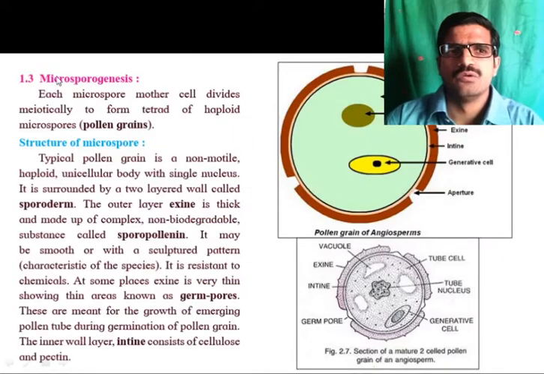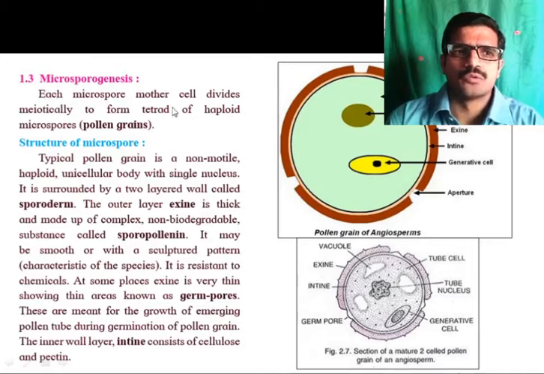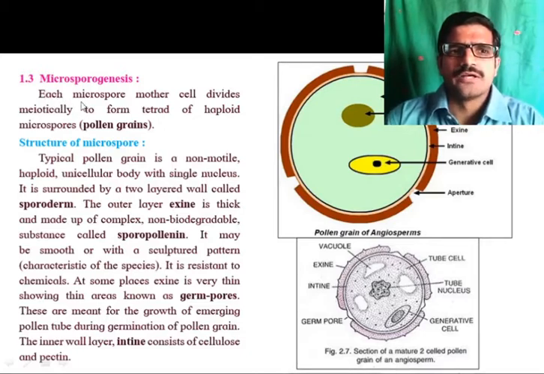Today we will study about microsporogenesis. First of all, what is the definition of microsporogenesis? Each microspore mother cell divides meiotically to form tetrad of haploid microspores or pollen grain.